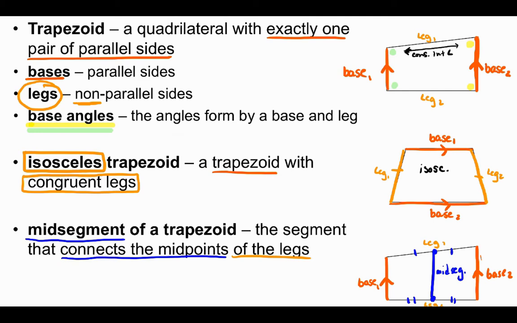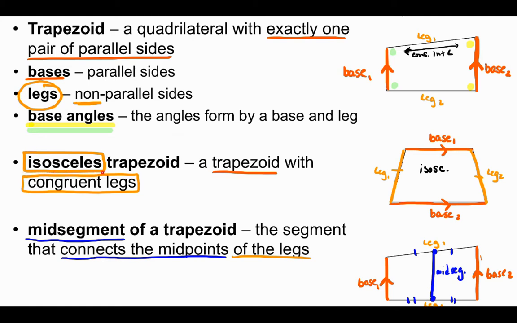Now, keep in mind that because we have parallel lines and our leg creates a transversal, our leg creates a set of consecutive interior angles for parallel lines. So we do get to use that consecutive interior angles theorem for parallels with our angles at each end of the same leg.